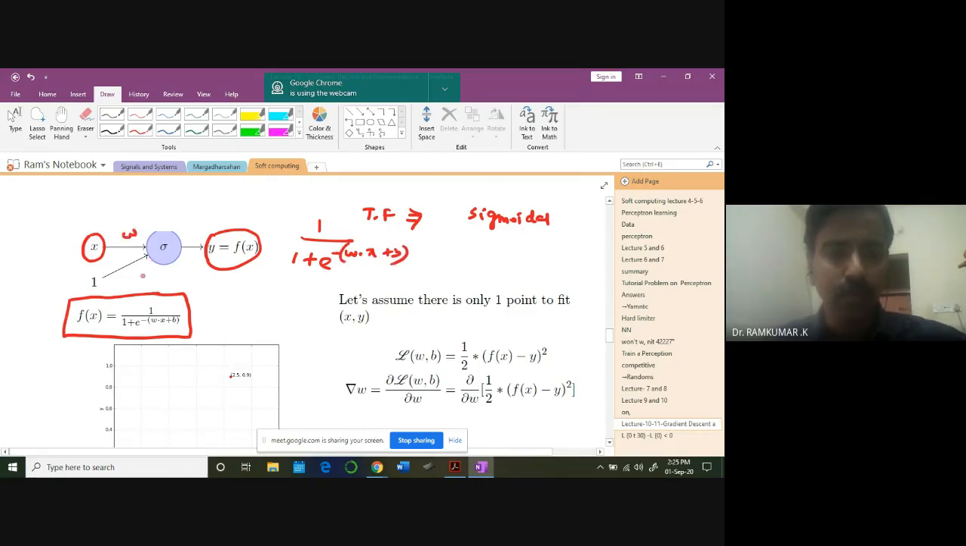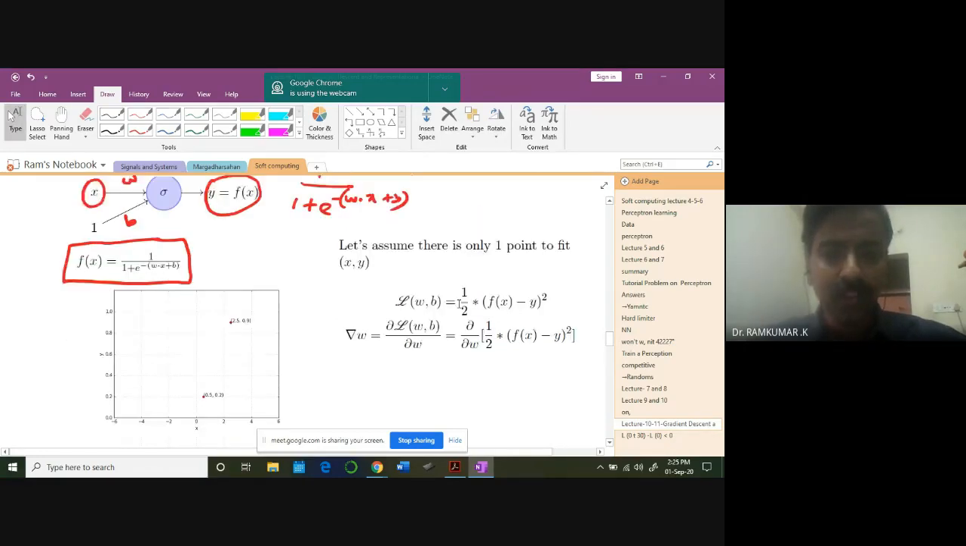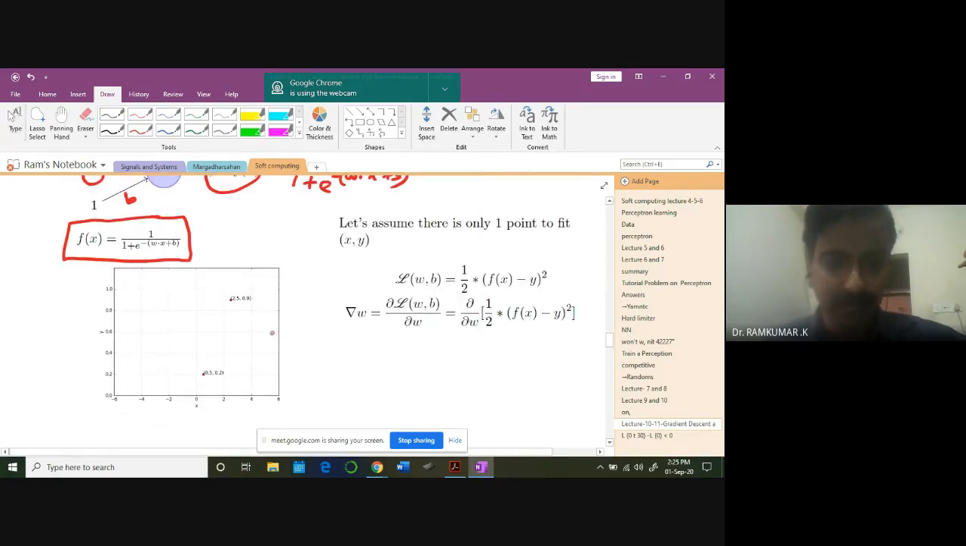This is w. This is b. For this case, this is the kind of problem I'm talking about. This b can also be represented as w0 or c. That's also feasible. Then you can put summation there. Now let us assume there is only one point to fit, x, y. Let us imagine I want to fit this point. What do I do? I will find out the cost function. What is the cost function?